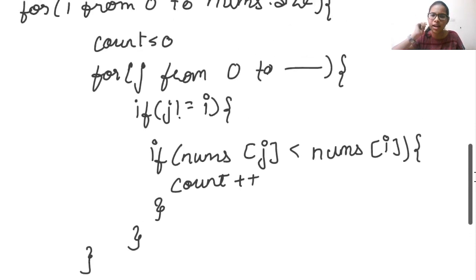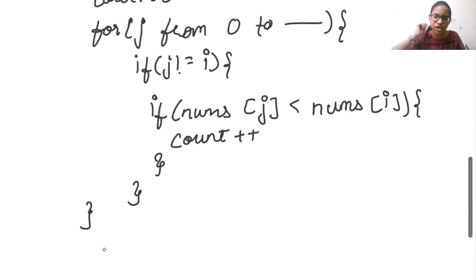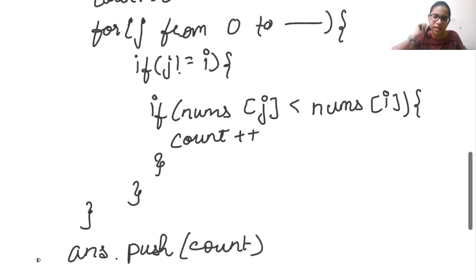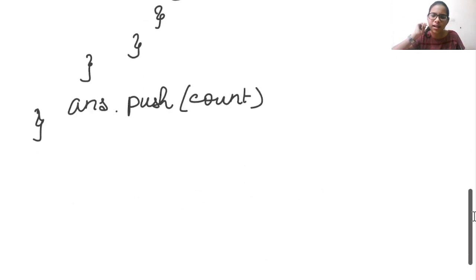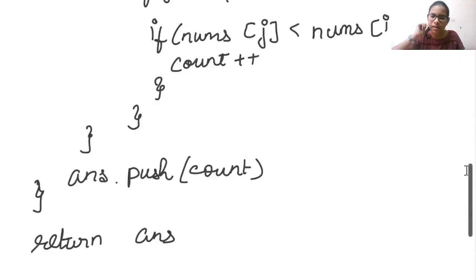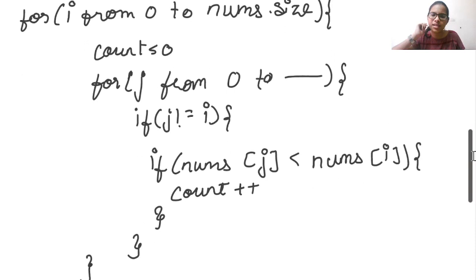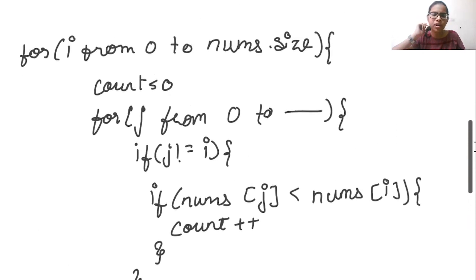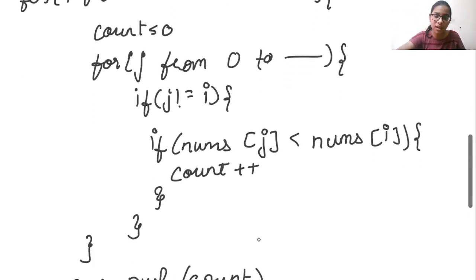After that we will just push it. Let us have a vector, answer dot push count. So we are pushing our count, and then we will close the outermost for loop. At last we will return answer. So this is the whole pseudo code, actually not the actual code.